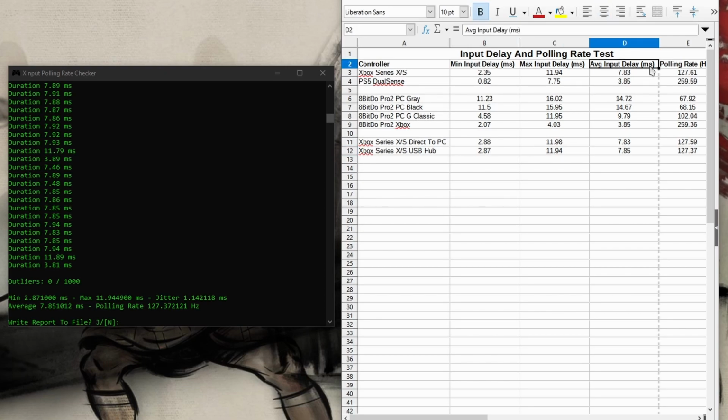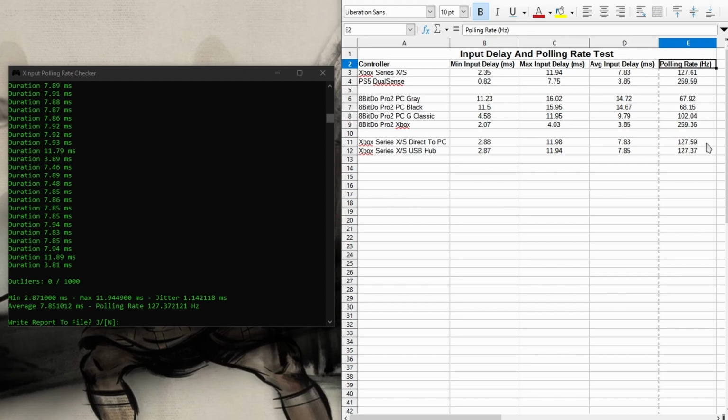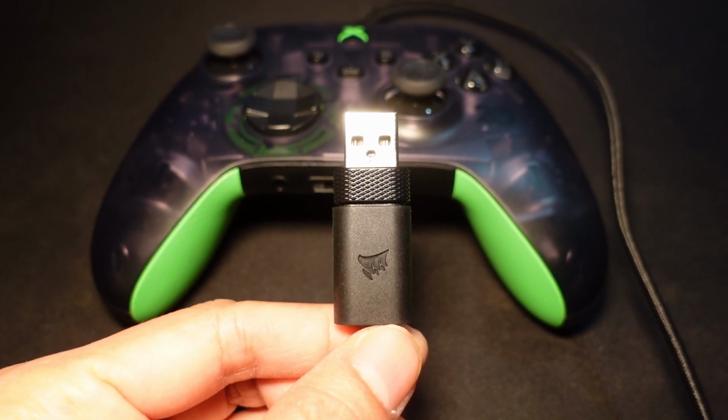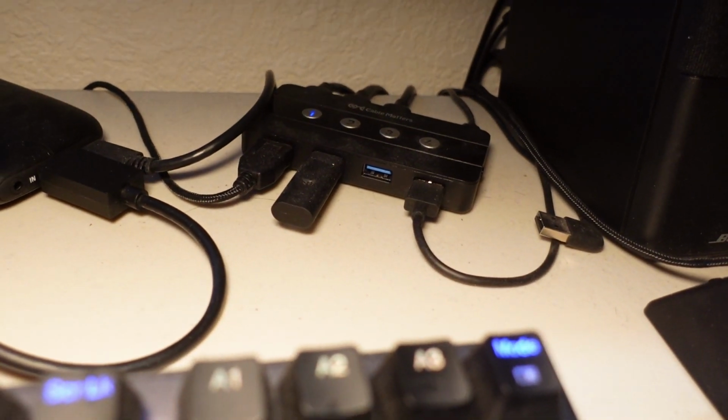With average input delay, same results, 7.83 versus 7.85. In terms of polling rates, I'm getting 127.59 versus 127.37. As you can see from these results, they are essentially the same across the board. So the answer to our question of whether using a USB hub will affect input lag is a resounding no.